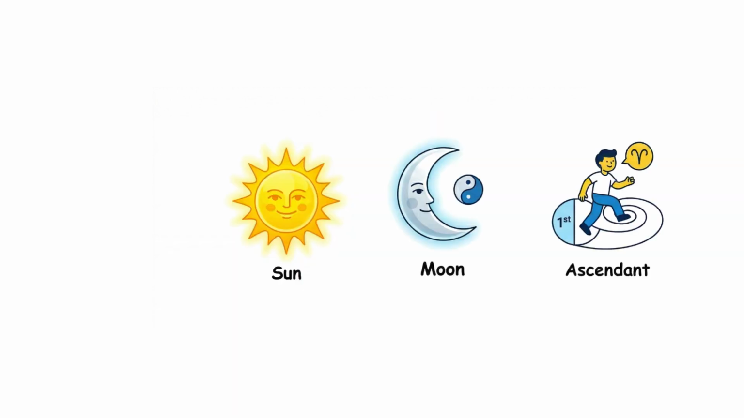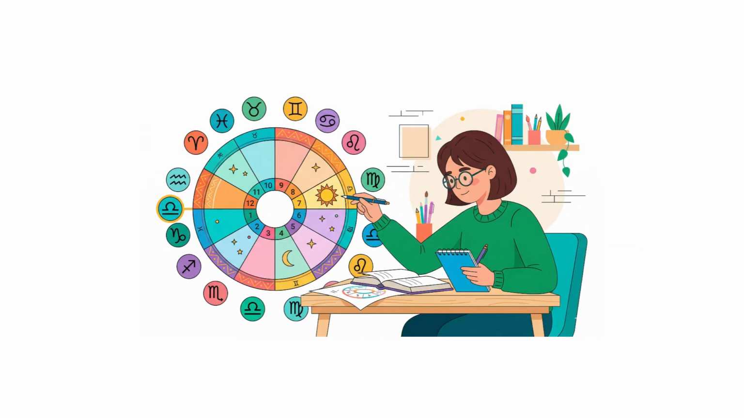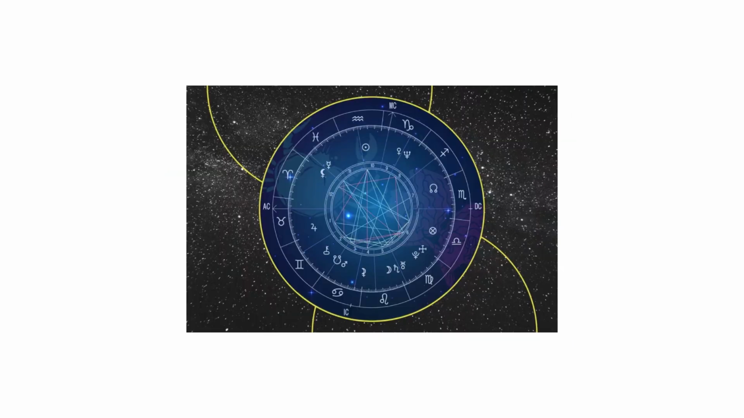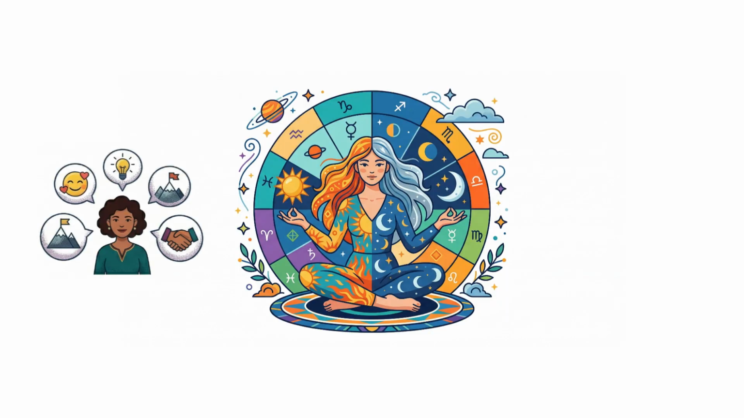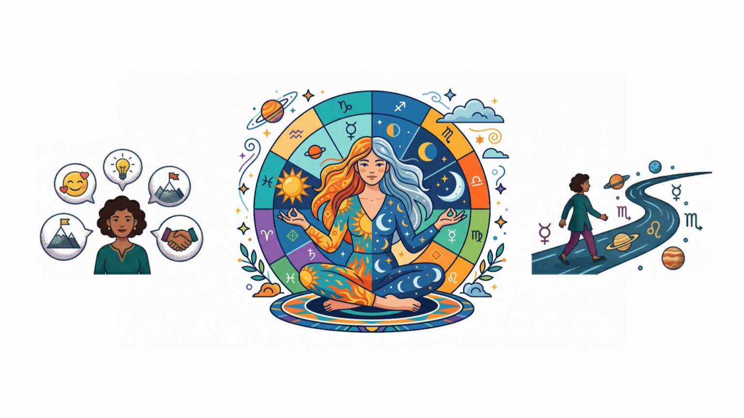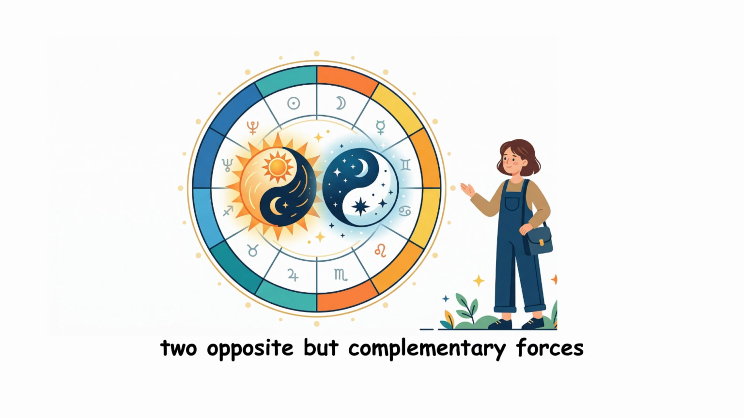And they are your sun, moon, ascendant, and the ascendant's ruler, also called your chart ruler. To understand them, we need to look at their house and sign positions, except for the ascendant, which shows only the sign. Starting with your sun and moon, these two are the most basic and essential parts of who you are. Take them to be yin and yang, two opposite but complementary forces.